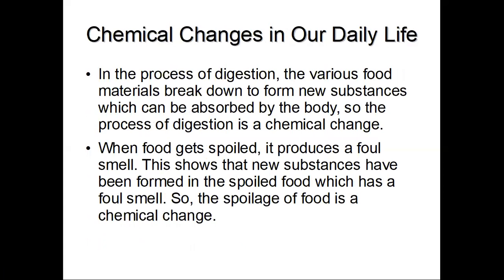Chemical changes in our daily lives. In the process of digestion, the various food materials break down to form new substances, which can be absorbed by the body. So the process of digestion is a chemical change. When food gets spoiled, it produces a foul smell. This shows that new substances have been formed in the spoiled food, which has a foul smell. So the spoilage of food is a chemical change.